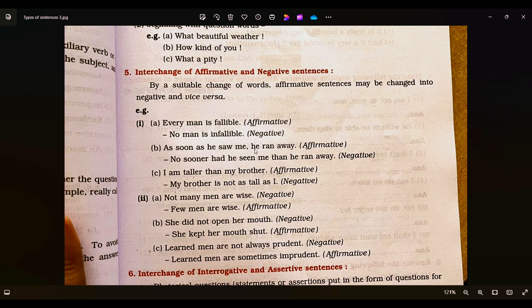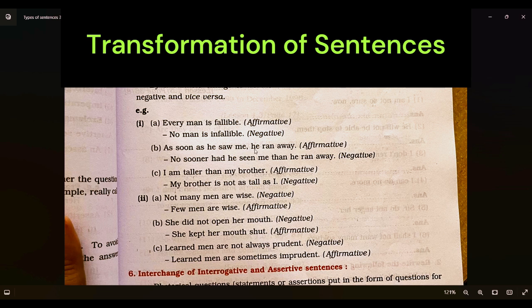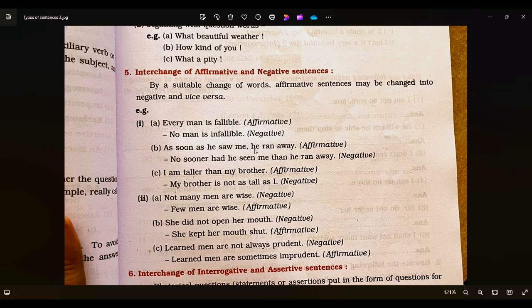The word not has come. So remember, when you are making it negative and a conjunction sentence is there, you should use no sooner than, and when a degree sentence is there, then you can use positive degree and the sentence will be negative and the meaning will remain the same. Okay. Second examples are given.